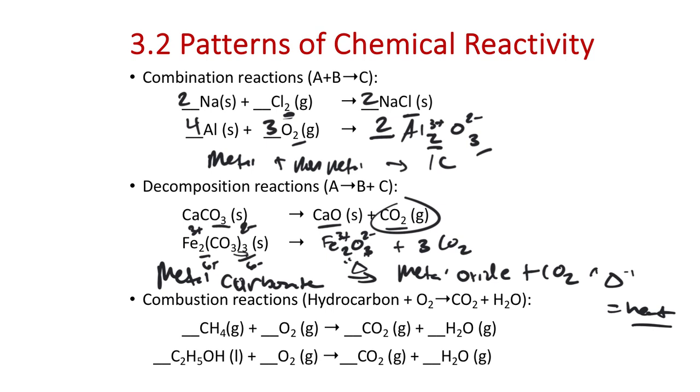I have 9 O's here. I have 6 plus 3. I have 9 O's on both sides. I have 2 irons on both sides, and I have 3 carbons on both sides.